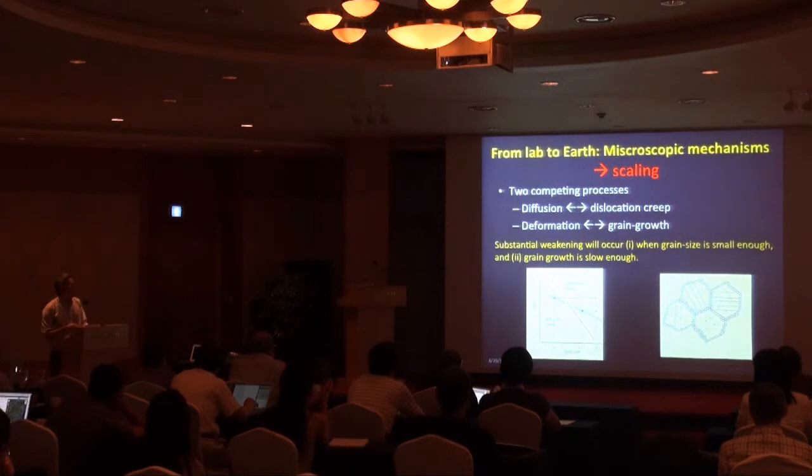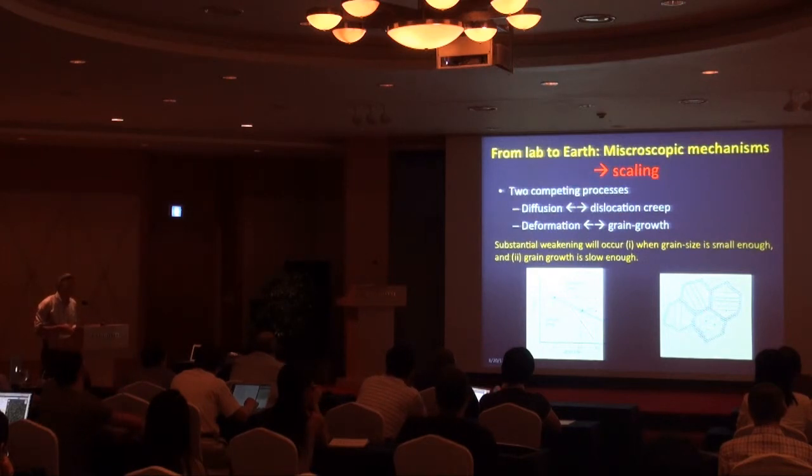However, in order to explain the weakening, we need to go a little further, because you may produce a very fine grain size regime by which you can reduce the overall strength. But if the grain growth kinetics is so fast, this weakening occurs for only 1 second, and then you don't get any substantial weakening. So what you need to do is quantify the influence of grain growth.